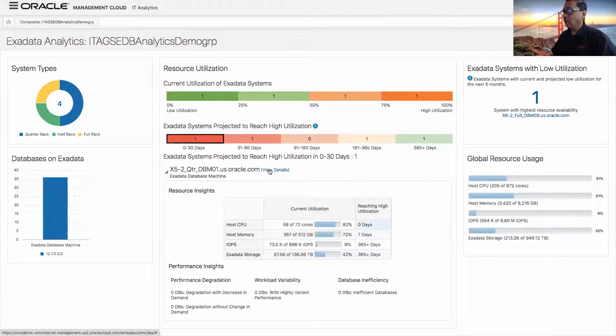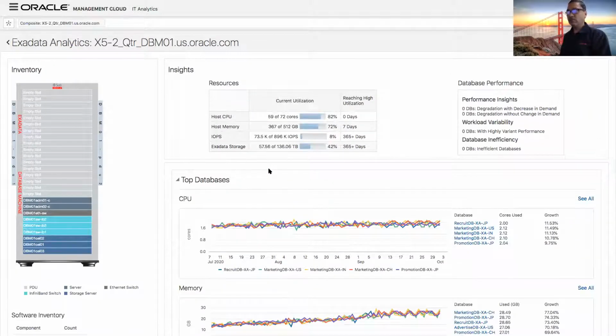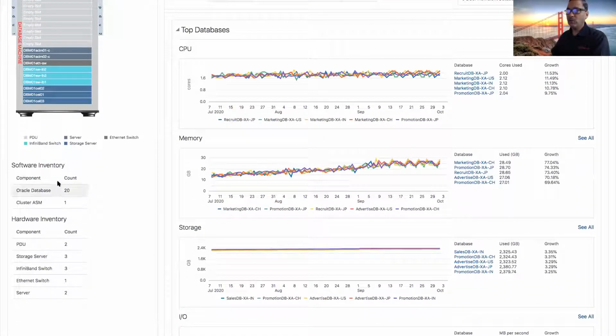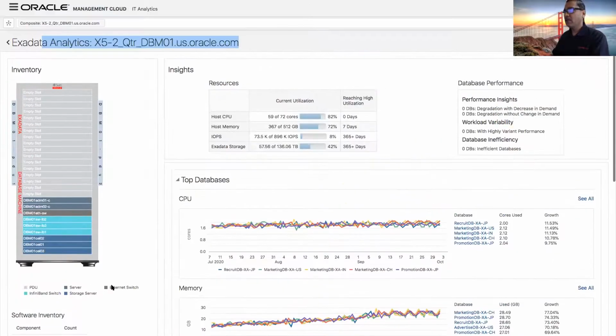Okay. So now the drill down. This is the entire dashboard that you get out of the box. And now the drill down. I am specifically now looking for my X52 based on my 90 days worth of data. Of course, it gives you your software inventory and hardware inventory. But the key resource insights we were talking about earlier are host CPU, host memory, and IOPS. This particular system is already using 82%. No DBs are degrading in performance, which is great news.